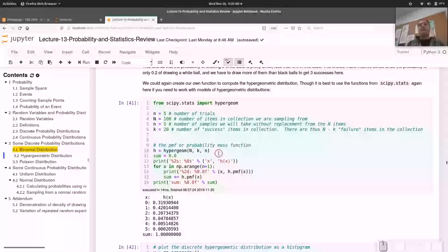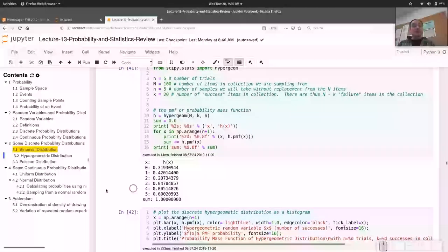There's a function in SciPy stats called hypergeom for the hypergeometric distribution. All these functions have the same API. So if it's a discrete probability function, it has a PMF function to calculate the probability mass function. It has a CDF function to calculate the cumulative distribution.